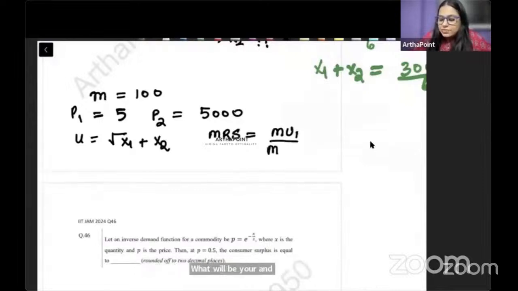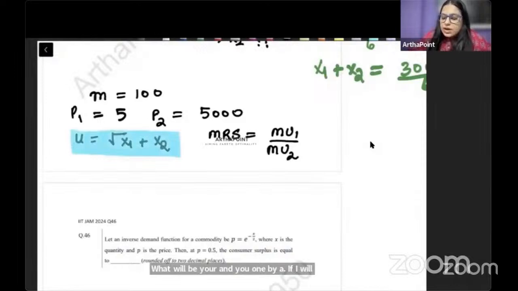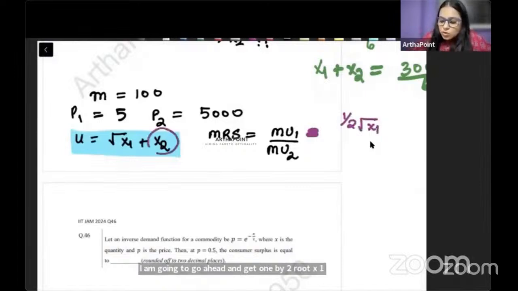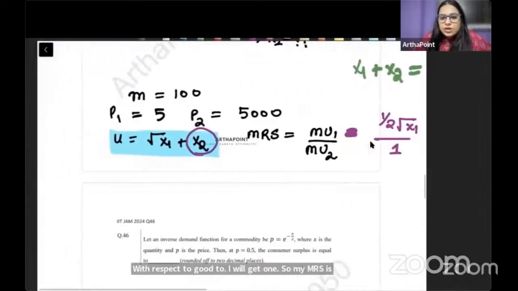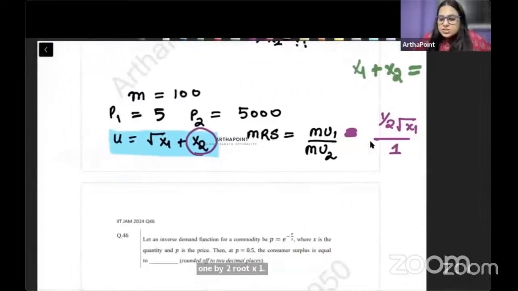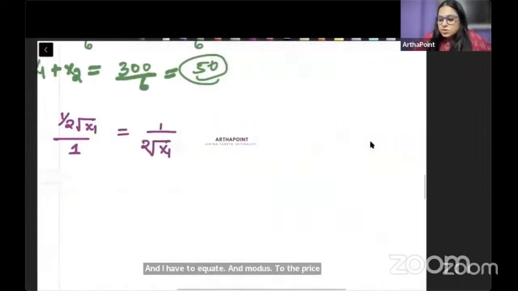MRS is MU1 by MU2. If I differentiate with respect to good 1, I get 1 by 2 root x1. With respect to good 2, I get 1. So my MRS is 1 by 2 root x1. And I have to equate MRS to the price ratio, 5 by 5,000.